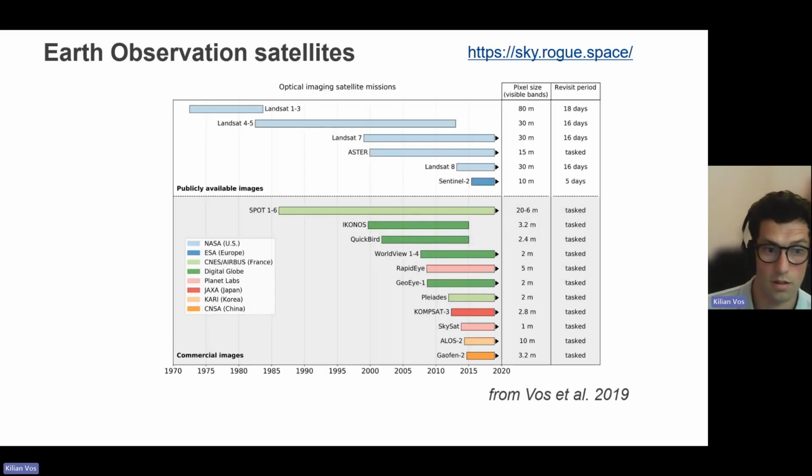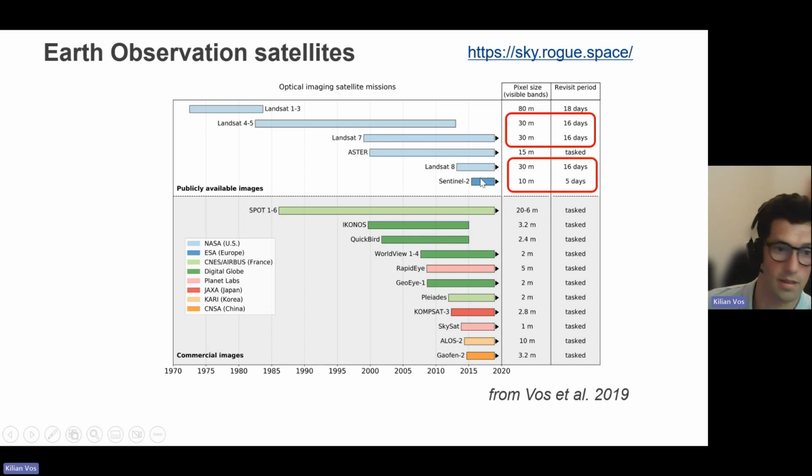So if we summarize a bit the information from all these satellites, we can break it down into optical imaging satellites, so they're passive sensors that take images, and then we can divide them into commercial and publicly available. Here I'll be showing only publicly available derived product. From the Landsat program, we can start in 1984 with Landsat 5, which is at 30 meter resolution, 16 days revisit. And then we can include Landsat 7 and then Landsat 8 and Sentinel-2, which are more recent. And Sentinel-2 has 10 meter resolution, 5 days revisit, which is quite outstanding.